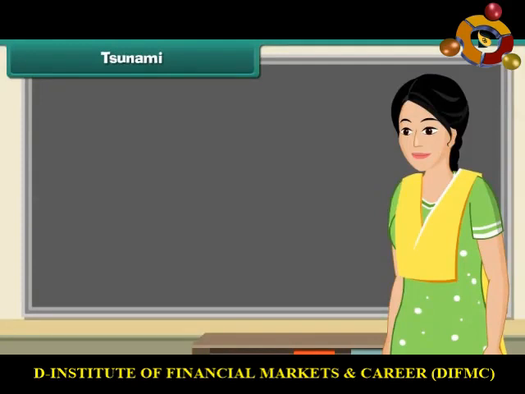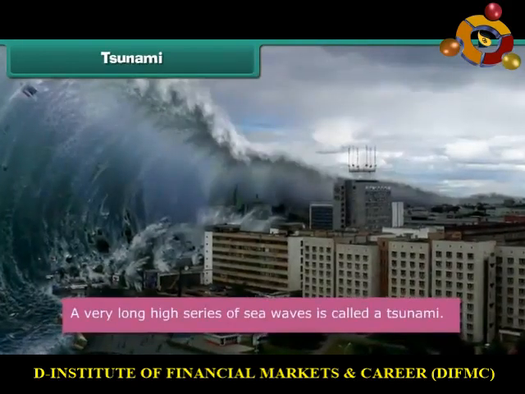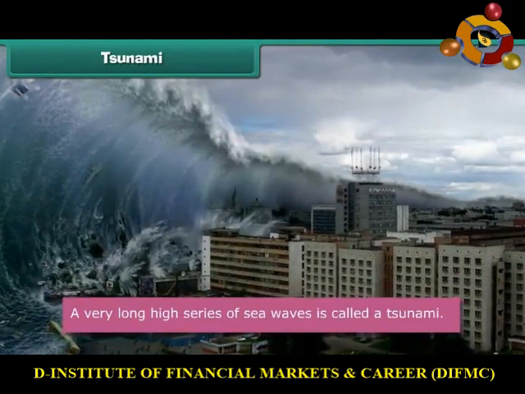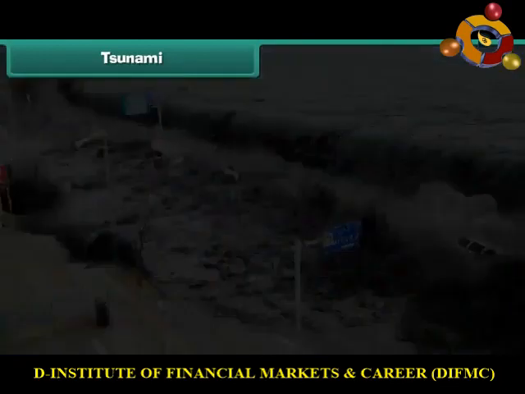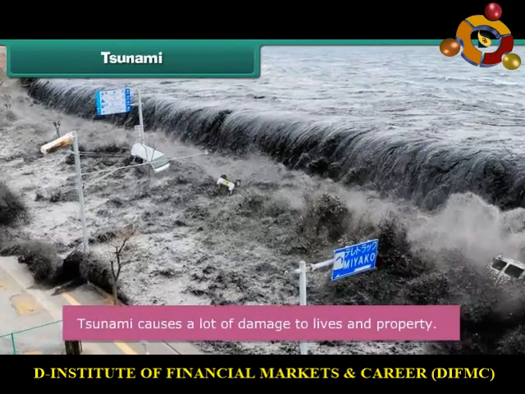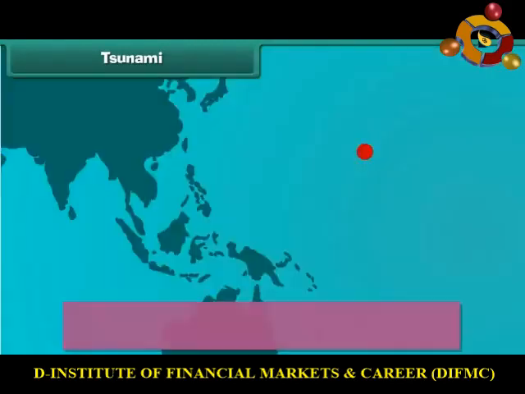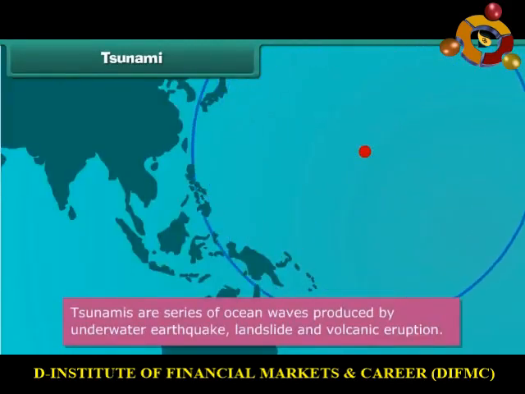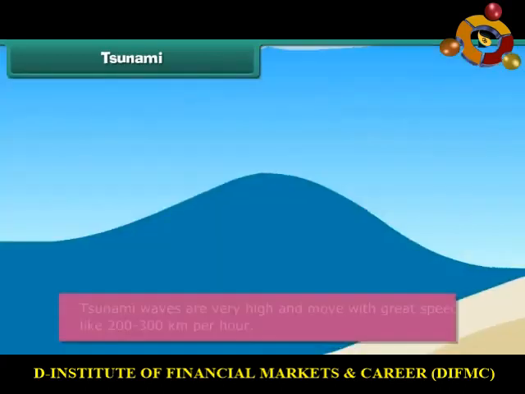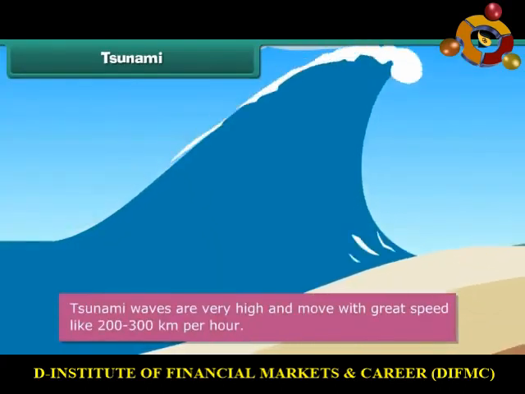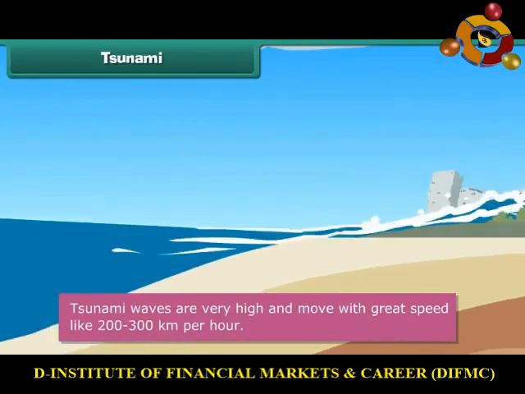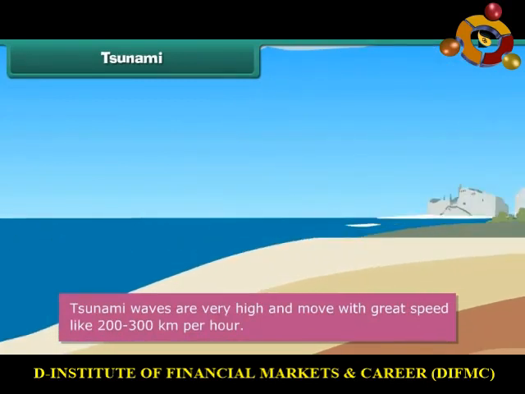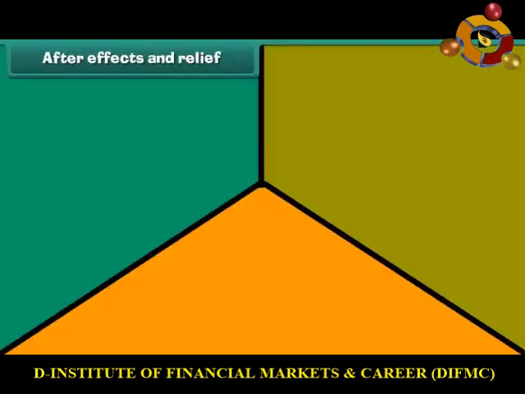Tsunami. Students, you must have heard about tsunami. A very long, high series of sea waves is called a tsunami. It causes a lot of damage to people and property near the sea. Tsunamis are a series of ocean waves produced by underwater earthquakes, landslides, and volcanic eruptions. These waves are 30 meters high and 200 kilometers long and travel at the speed of 200 to 300 kilometers per hour.